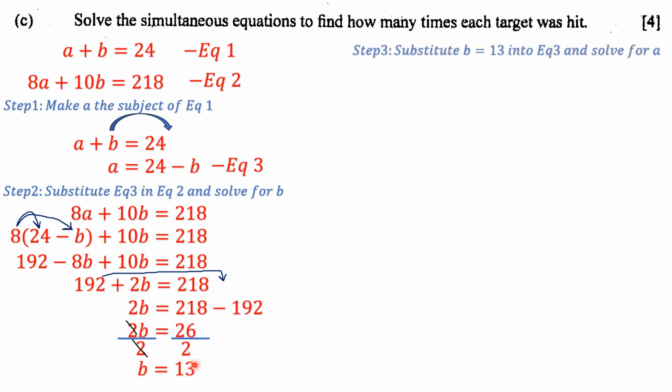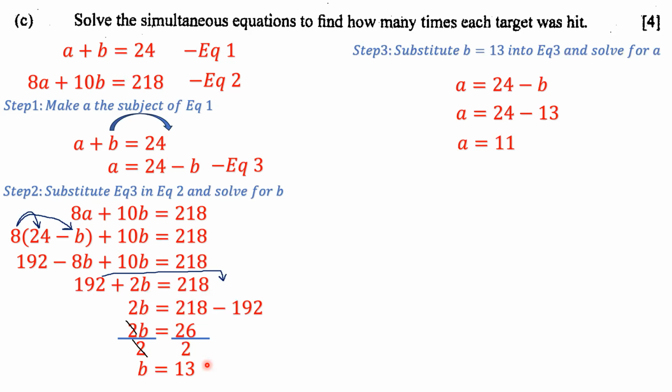The next step says substitute B is equal to 13, what we just figured out, into equation 3 and solve for A. What is equation 3? Equation 3 is A is equal to 24 minus B. We're going to take this B and change it into 13, because B is equal to 13. And so A is equal to 24 minus 13, which is 11. So that means our answer is that A is 11 and B is 13.